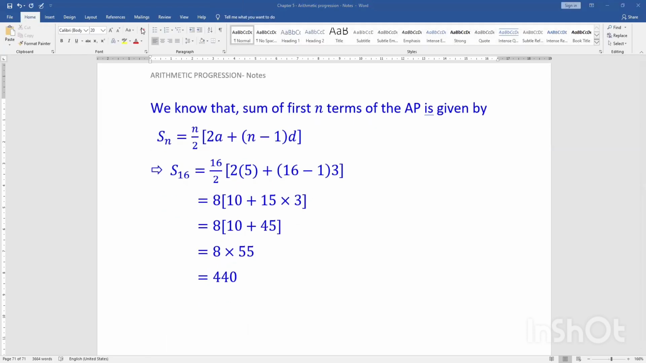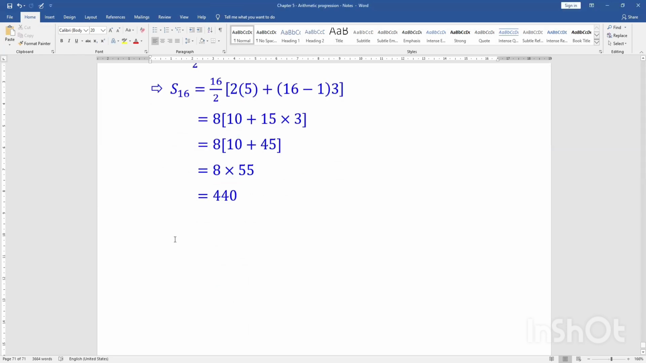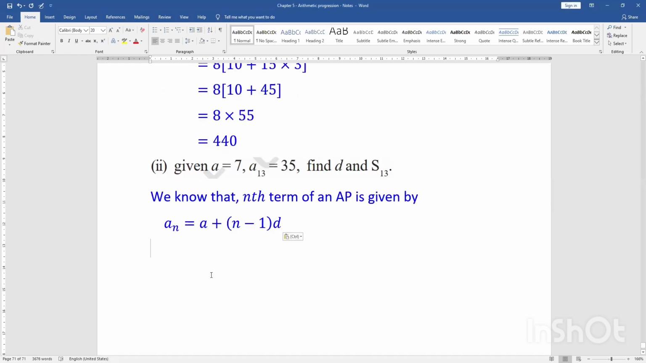Next, we have: given a equals 7, a13 equals 35, find d and S13. So let's write the formula. We know that the nth term of an AP is given by an is equal to a plus (n minus 1) d, right? So now I write a13. So put n as 13. So here I would put 13.